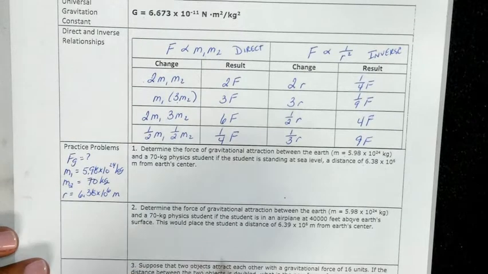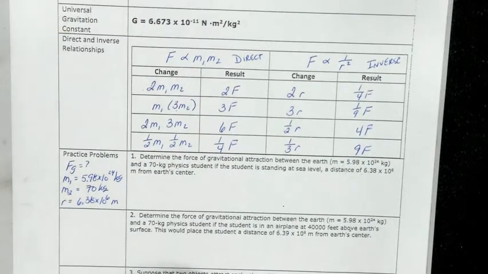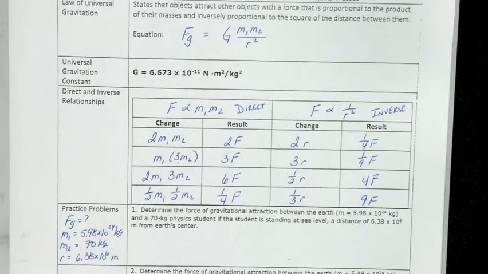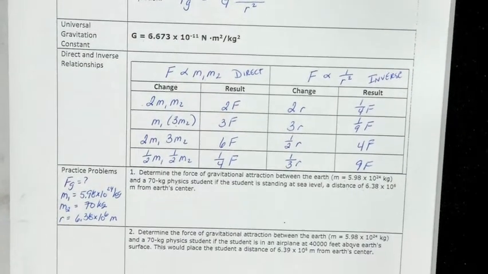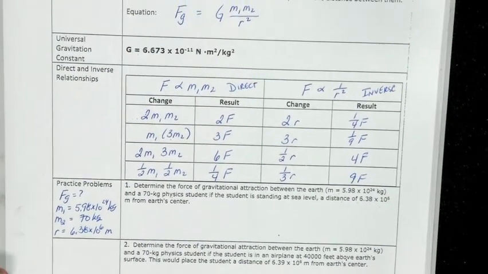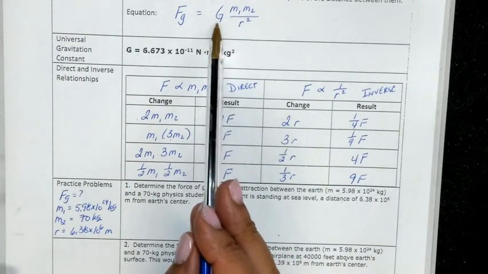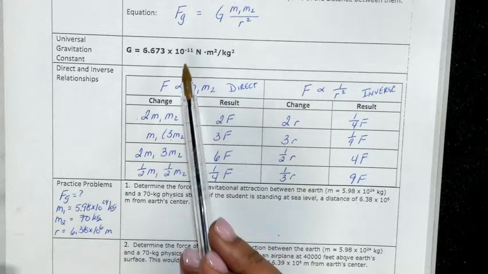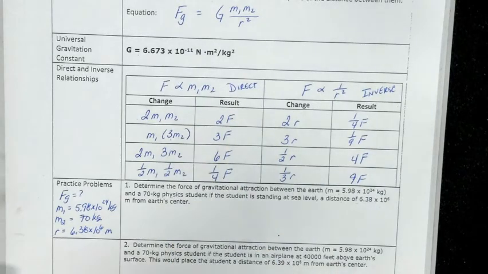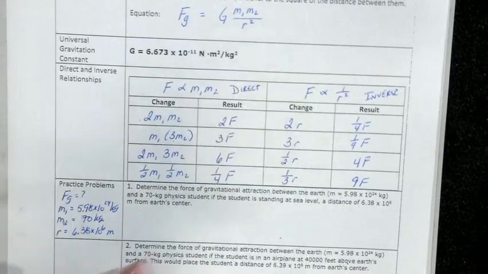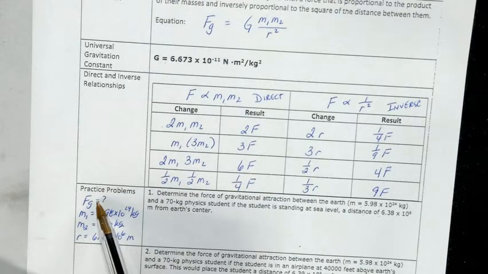So now we're going to go back and look at the equation at the top. Fg equals G. Capital G is the universal gravitation constant, that number right here, every time. What we are looking for is force. We're solving for this, so all you have to do is plug in your numbers.